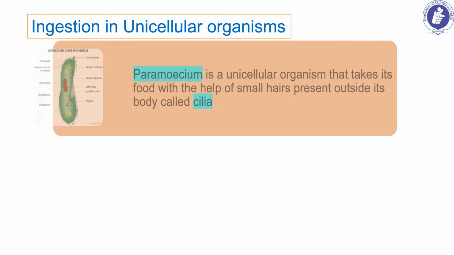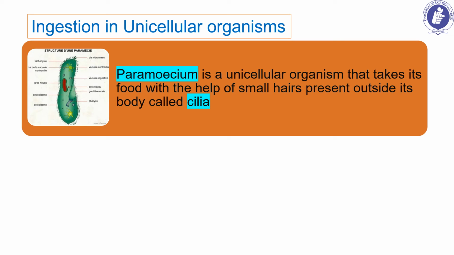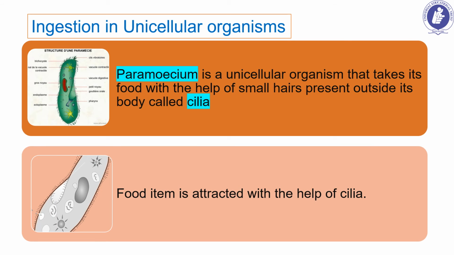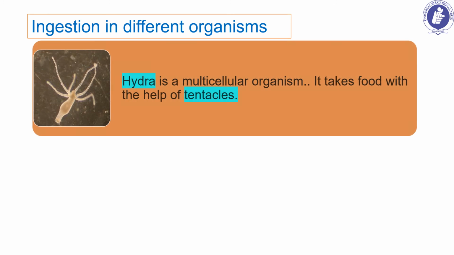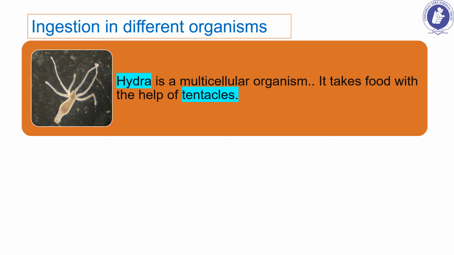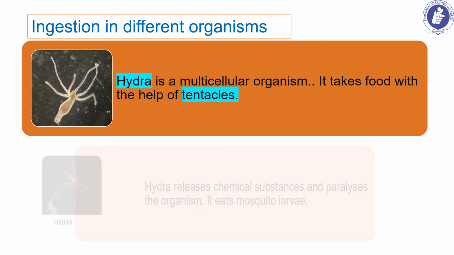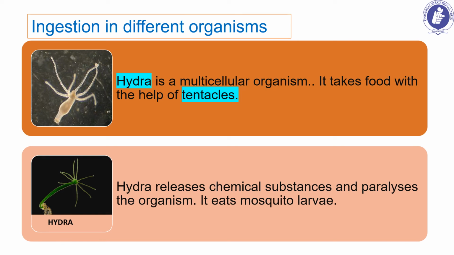Ingestion in unicellular organisms. Paramecium is a unicellular organism that takes its food with the help of small hairs present outside its body called cilia. Food items are attracted with the help of cilia. Hydra is a multicellular organism. It takes food with the help of tentacles. These are called outgrowths on their body. So the ingesting organ in Hydra is the tentacle. Hydra releases chemical substances and paralyzes the organism. It eats mosquito larvae.